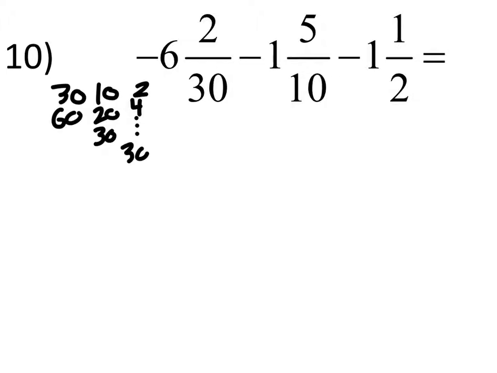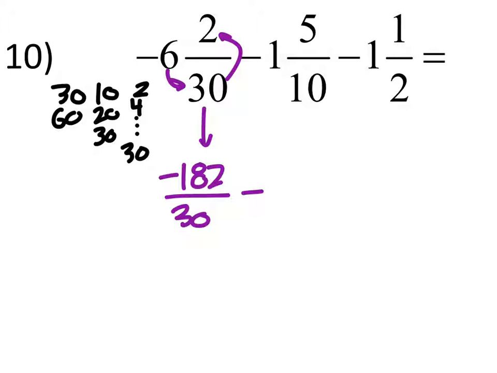Let's change these into improper fractions. Here, so 6 times 30 is 180 plus 2. That would be 182, negative 182 over 30. And then we'll subtract this. By the way, yeah, some of you guys noticed we could simplify that. And that would be okay if you did that. It just, again, may not change how we look at this later on anyways.